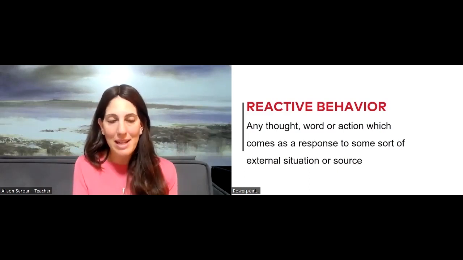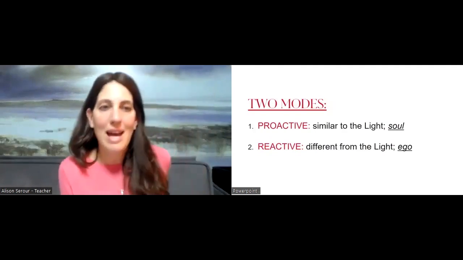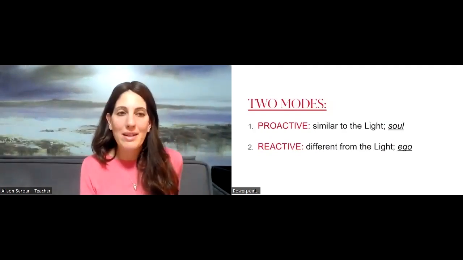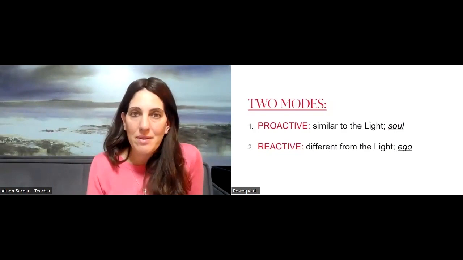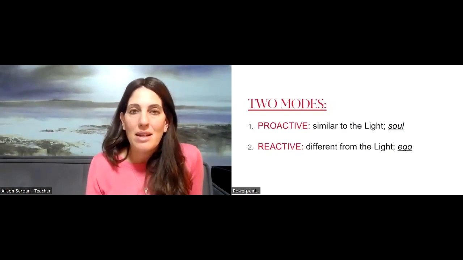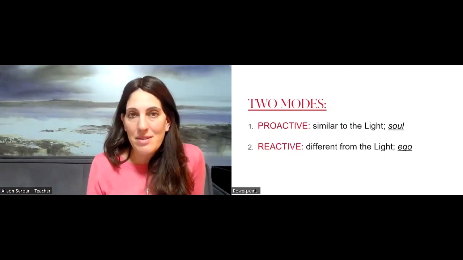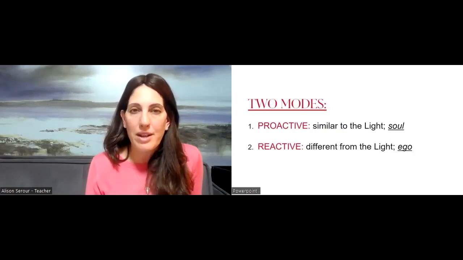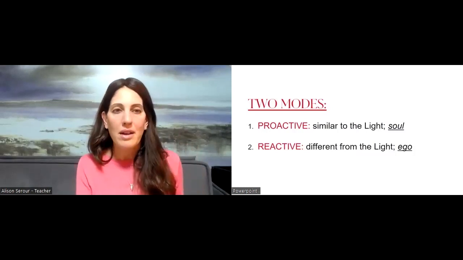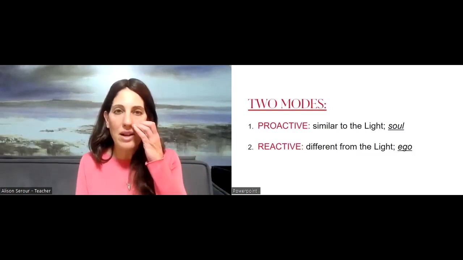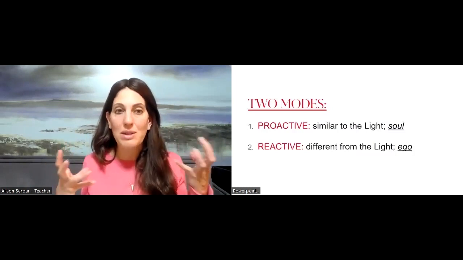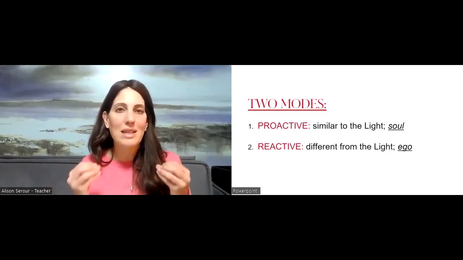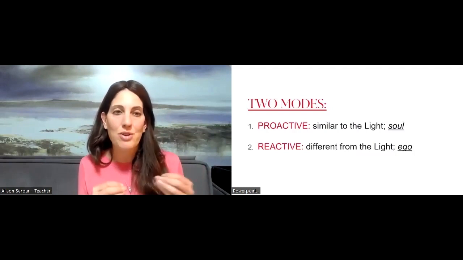And in the next slide, we're going to see that there are two modes that happen to us. One is to be proactive, which means that we can align ourselves to this energy of what the Kabbalists call light. And one is called reactive, which means it's different from the light and it's connected more to our ego. Not the ego that people mean when they say you need a good ego, but the ego that's really preventing us from connecting to our soul.